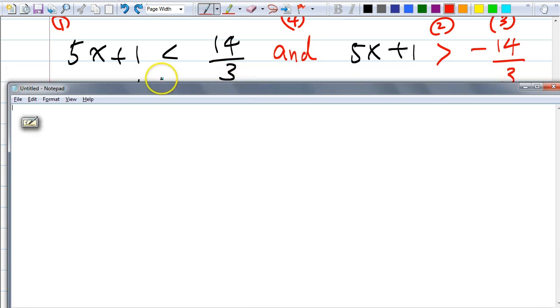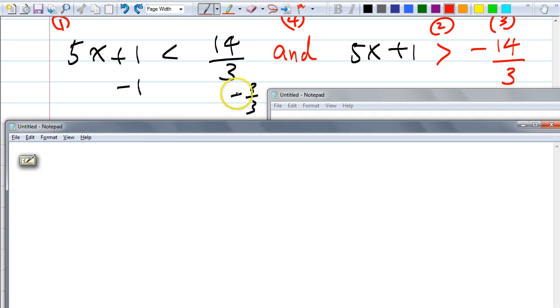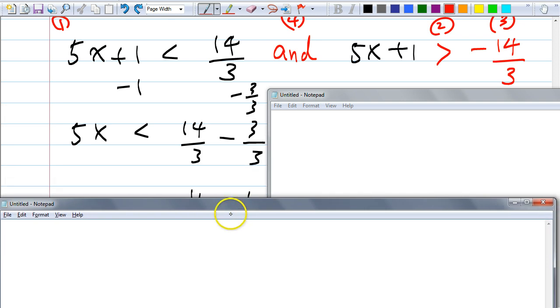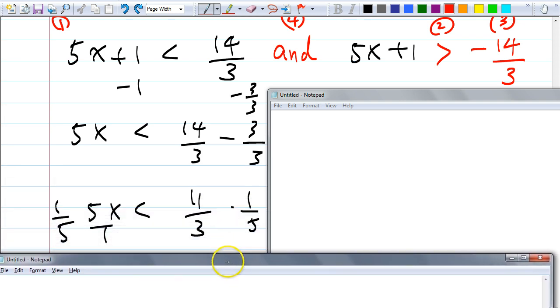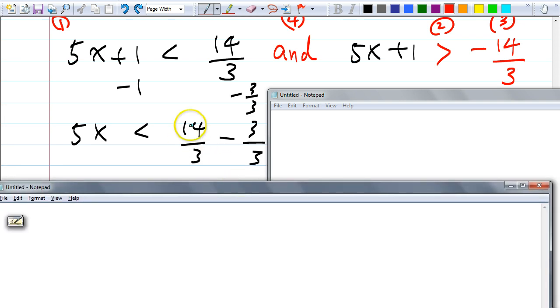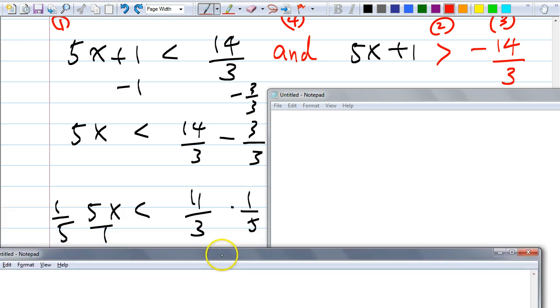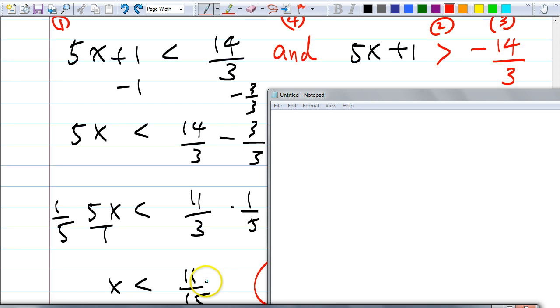Okay, let's see. What are you going to do first? How do we get rid of this 1? You're going to subtract 1 from both sides. Now, I wrote negative 3 over 3. Isn't that the same as 1? Why did I do negative 3 over 3? Because you need a common denominator. So you get 14 over 3 minus 3 over 3, which is 11 over 3. Then multiply both sides by the reciprocal of 5, which is 1 over 5. So you get x is less than 11 over 15. Is that okay?